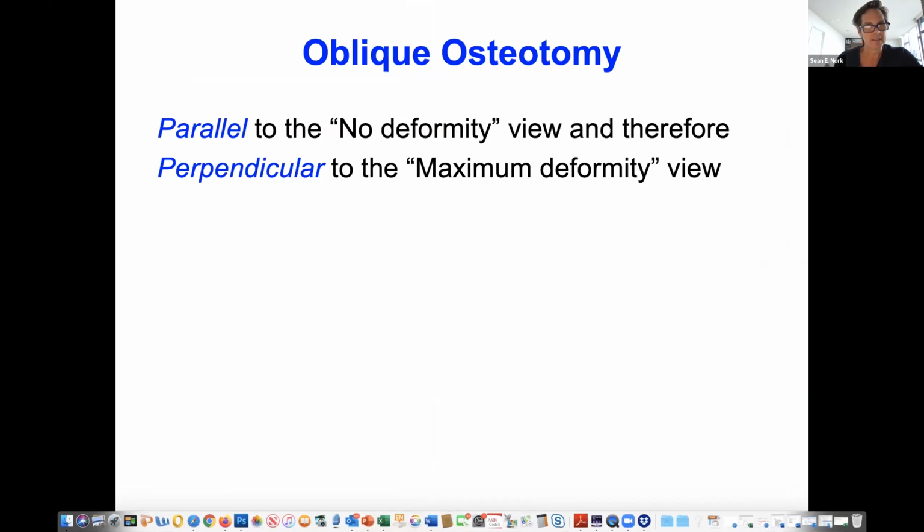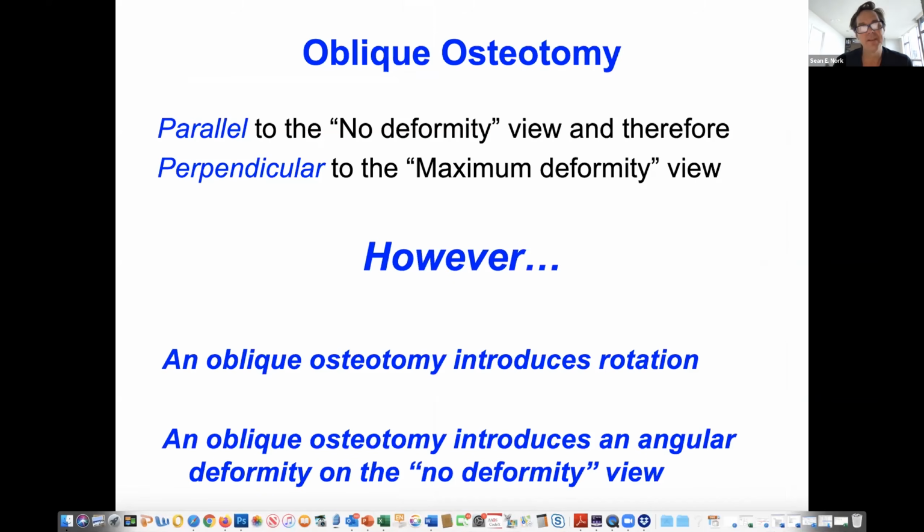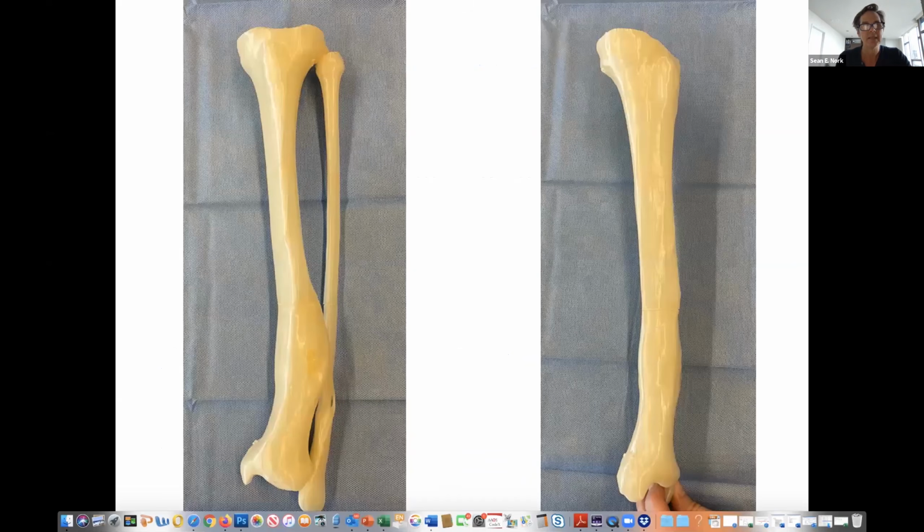So a simple oblique osteotomy is just parallel to a no deformity view and perpendicular to the maximum deformity view, and that sure seems simple. However, you get rotation with an oblique osteotomy, and an oblique osteotomy will introduce a small angular deformity on the no deformity view. So here is a 3D printed model of that young gentleman that we're going to talk about in more detail. And I tortured our IT guy this week and made him print up 5 of these. The large 3D printer wasn't working, so you can see he had to segment these and glue them together.